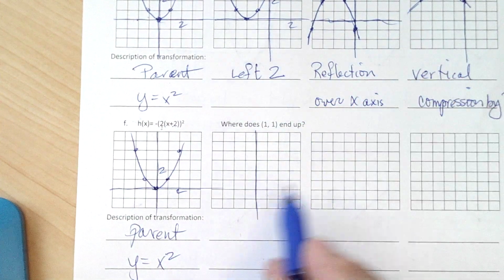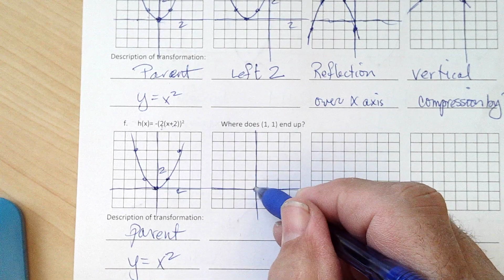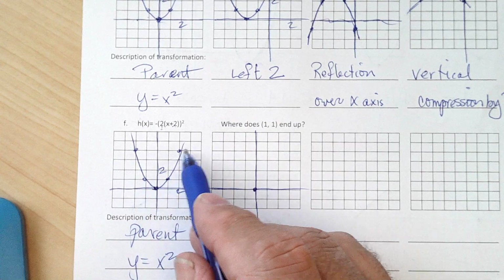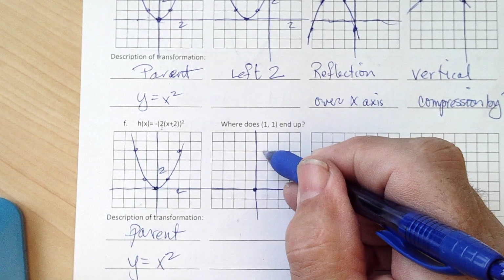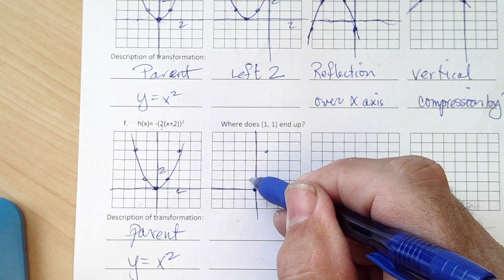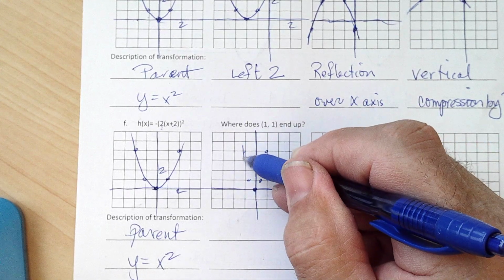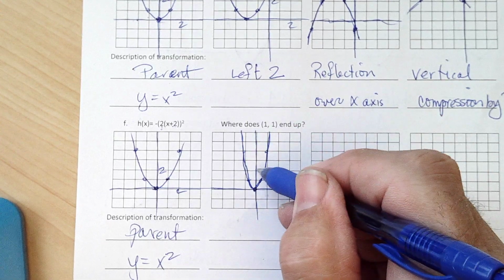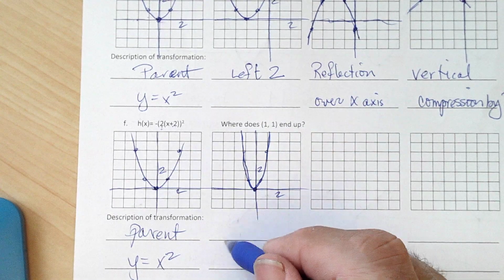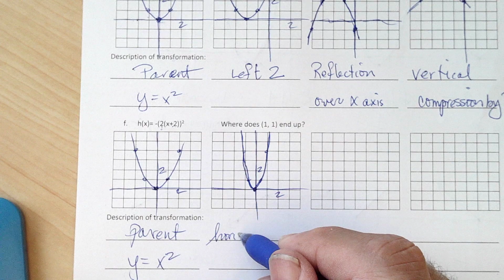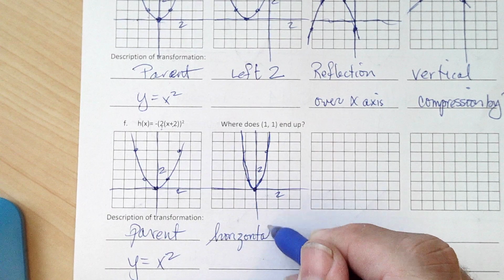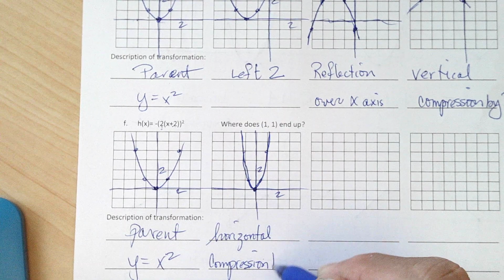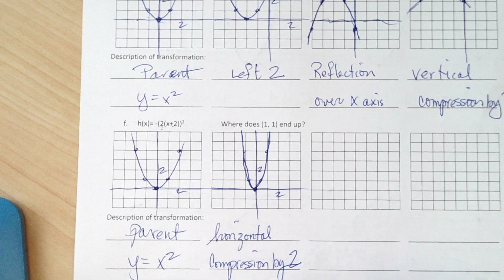So it becomes, that stays on the y-axis. That's 1 away, so it goes to half away, half away. This is 2 away, so it goes to 1 away. So it goes to 1, half, half, 1. If that's 2, and that's 2. It's a horizontal compression by a factor of 2.